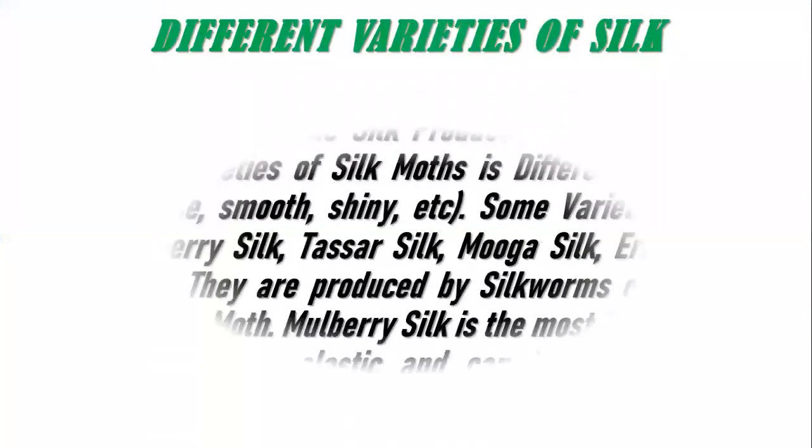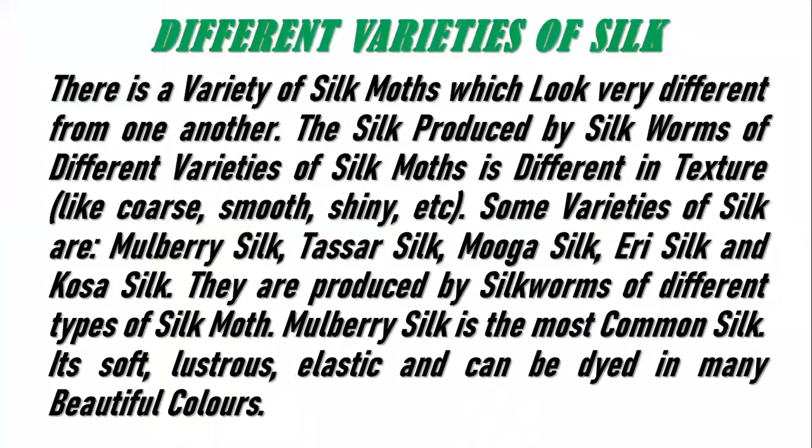Different varieties of silk. There are varieties of silk moths which look very different from one another. The silk produced by silkworms of different varieties of silk moths is different in texture, like coarse, smooth, etc. Some varieties of silk are Tussar silk, mulberry silk, moon silk, kosa silk, and canary silk. They are produced by silkworms of different types of silk moths. Mulberry silk is the most common silk, and it's soft, lustrous, elastic, and can be dyed in many beautiful colors. So we can say that the mulberry silk moth is the most common silk moth.